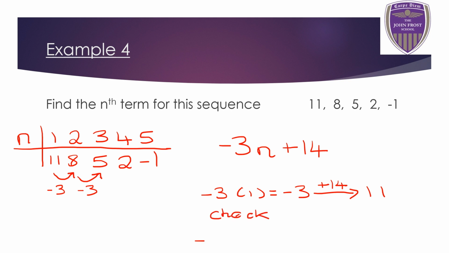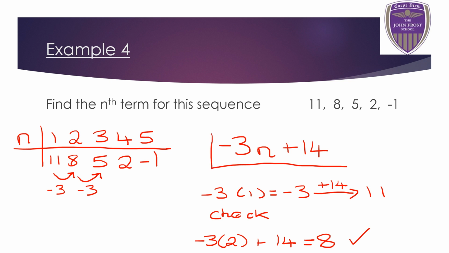So I'm going to put 2 into my new nth term. Minus 3 times 2, add 14. Now, minus 3 times 2 is minus 6. Minus 6 add 14 is 8. And when you look at that, that is our second term in our sequence. So I am happy that the nth term for the sequence is minus 3n plus 14.